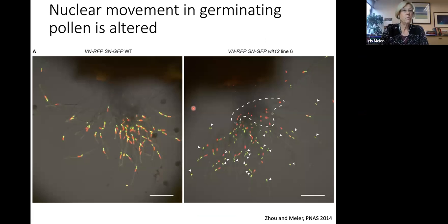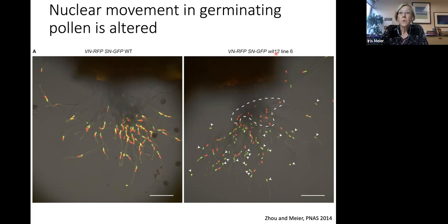So what's going on in the mutant then? Here we have now labeled the 3 nuclei, the vegetative nucleus in red and the 2 germ cell nuclei in green. And this is the picture you get early after pollen tube germination in wild type. You see all these packages of the 3 nuclei with the vegetative nucleus ahead at a certain distance from the tip. And if this was a movie, you would see it slowly crawl towards that elongating tip.